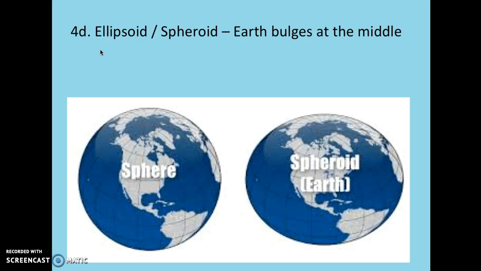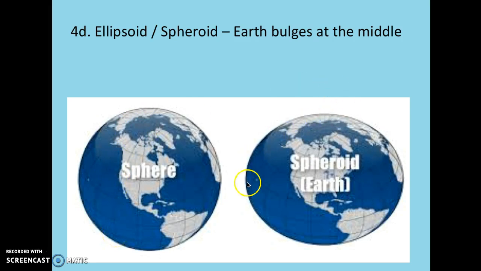Number 4D, ellipsoid versus spheroid. The elliptical shape is going to be used more as a reference for GPS determining longitude and latitude. So it's going to use this as a method of collecting data. So our longitude and latitude.